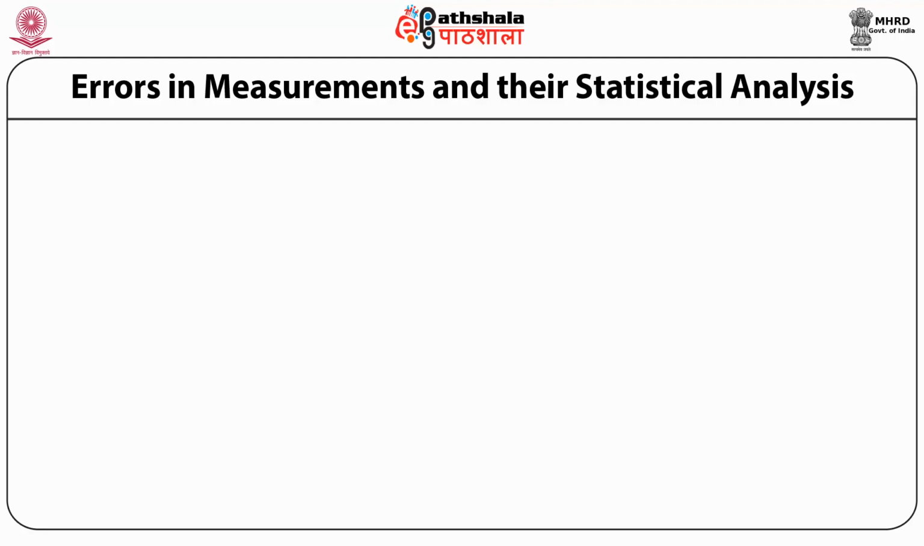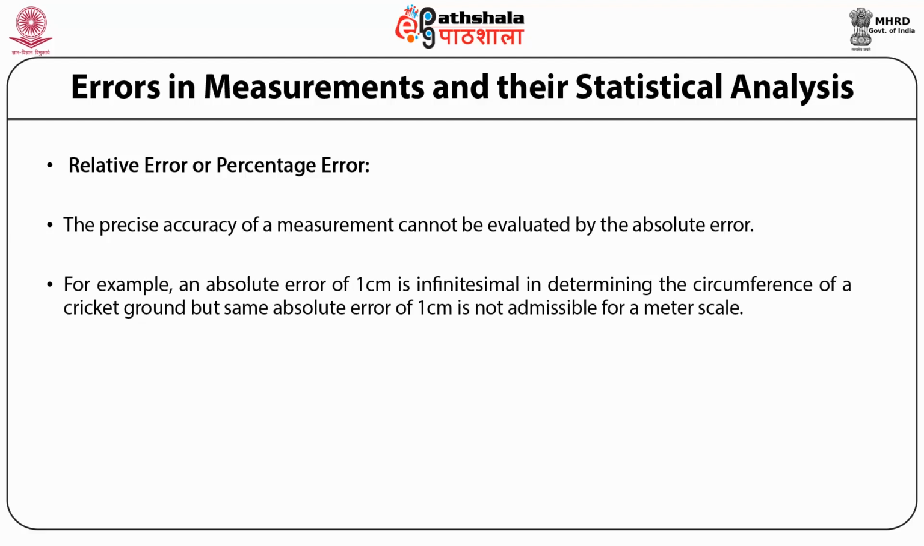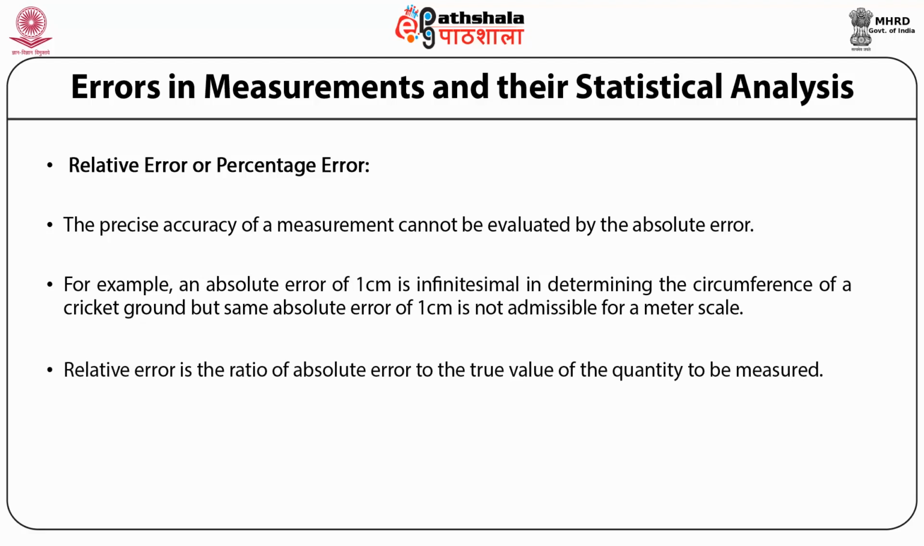Second type of error is the relative error or percentage error. The precise accuracy of a measurement cannot be evaluated by the absolute error. For example, an absolute error of 1 centimeter is infinitesimal in determining the circumference of a cricket ground, but the same absolute error of 1 centimeter is not admissible for a meter scale. So, relative error is the ratio of absolute error to the true value of the quantity to be measured.